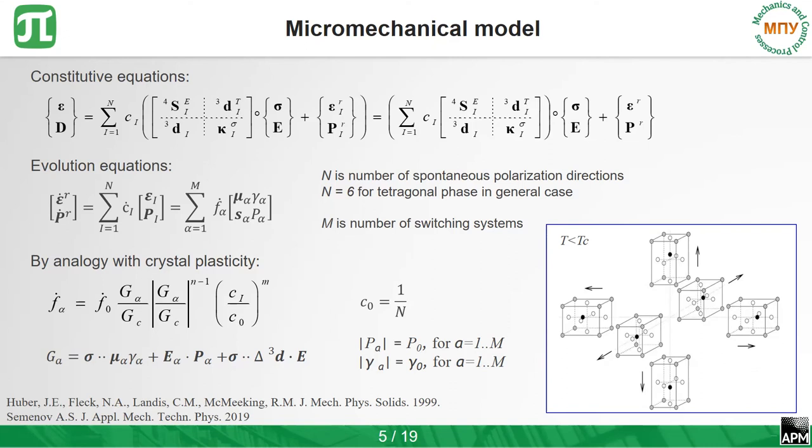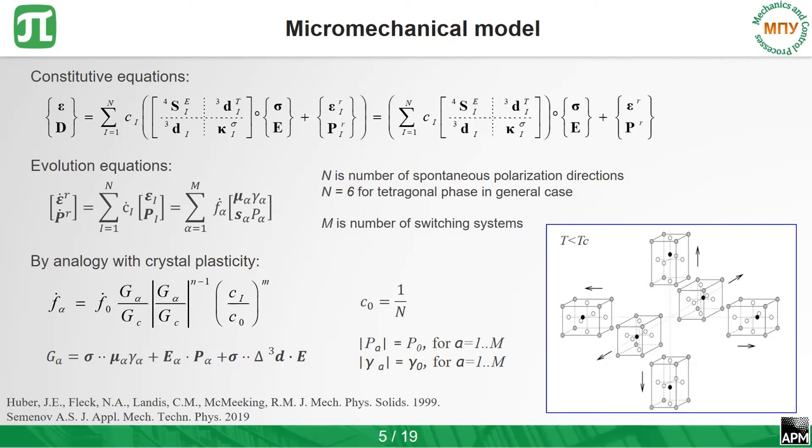the stress tensor and the electric displacement vector, averaged by those six domains, and it's nearly the same equation that was in the report about piezoelectricity, but here we introduce the remnant part of strain and electric displacement, polarization, which is nonlinear. And for those remnant parts, we have the evolution equations where we can do averaging by the number of domains or number of switching systems. A switching system is like switching from one direction to another. And if we have six domains, then we have 30 switching systems. And the f alpha dot, the function that corresponds to the rate of the switching, is introduced by analogy with crystal plasticity. So G alpha is the driving force, an energy term, which has three parts: the mechanical, the electrical, and the one corresponding to the change in the elastic and piezoelectric moduli while switching.